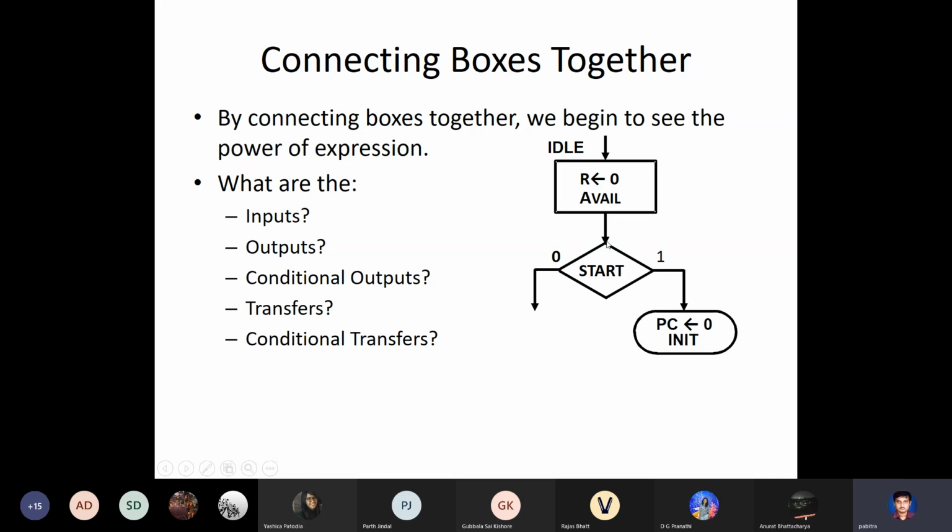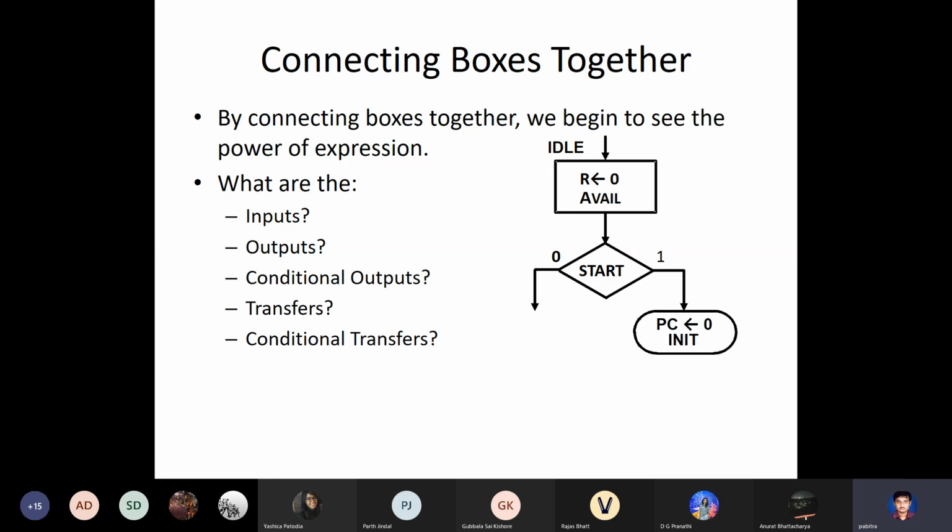But from one state, it is possible that in an FSM, from a state, you go to multiple other states. So how do you do that? From state 1, you can go to either state 2 or state 3 or state 4, depending on what the input is. How do you do that? You do that by this decision box here.